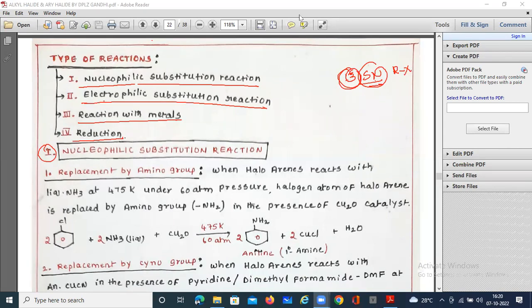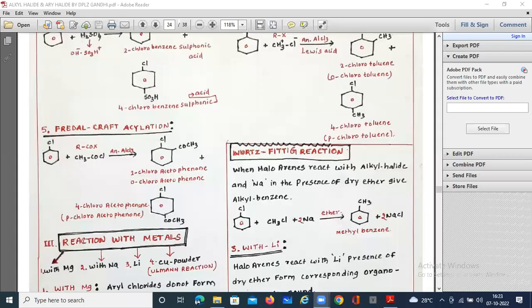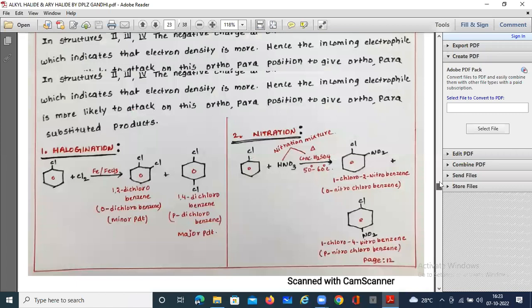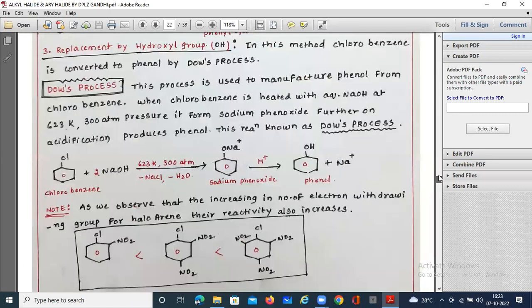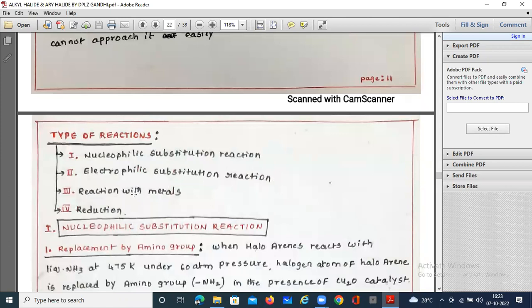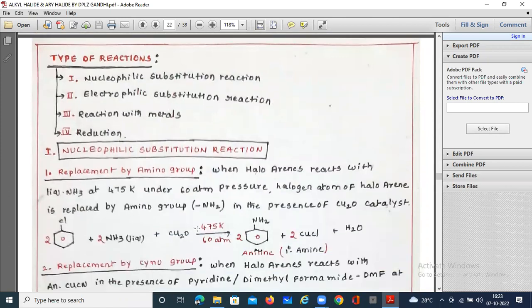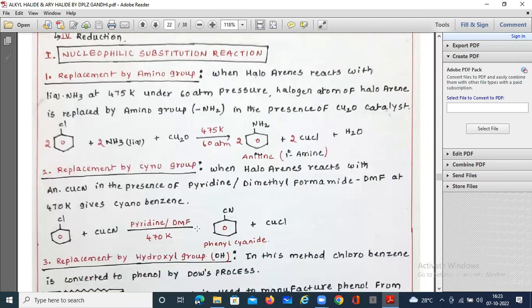So what about over here? Let us see. In the nucleophilic substitution reaction of haloarenes, we have only three, whereas the first one is replacement by amino group. Amino group means this one, as we already know. Okay, so haloarenes means this one.